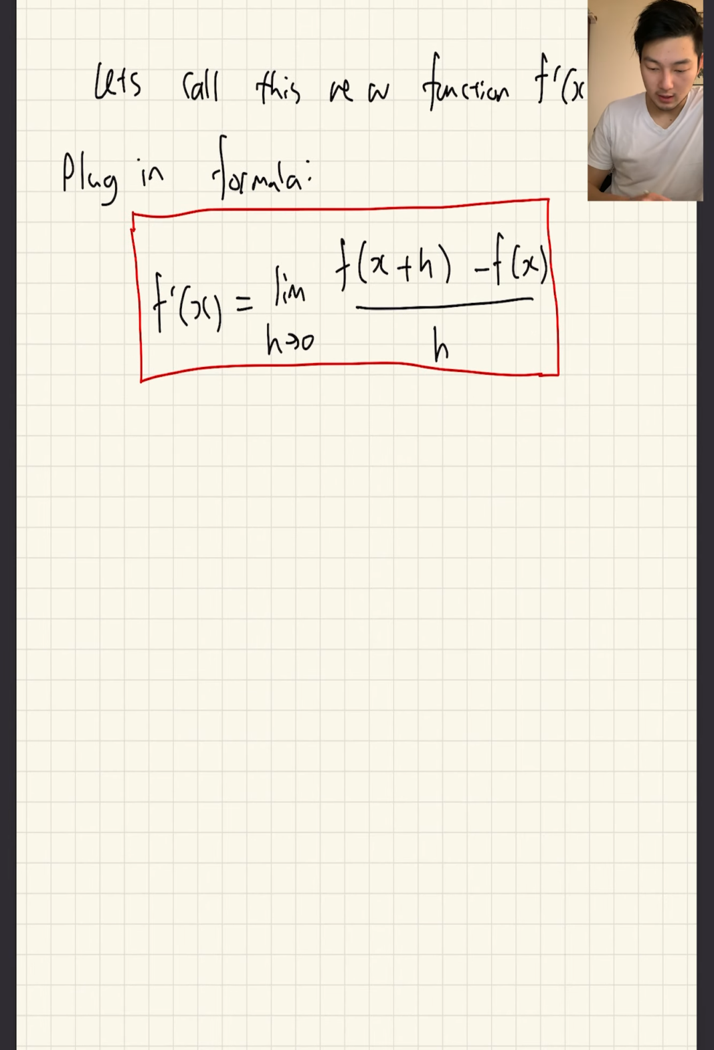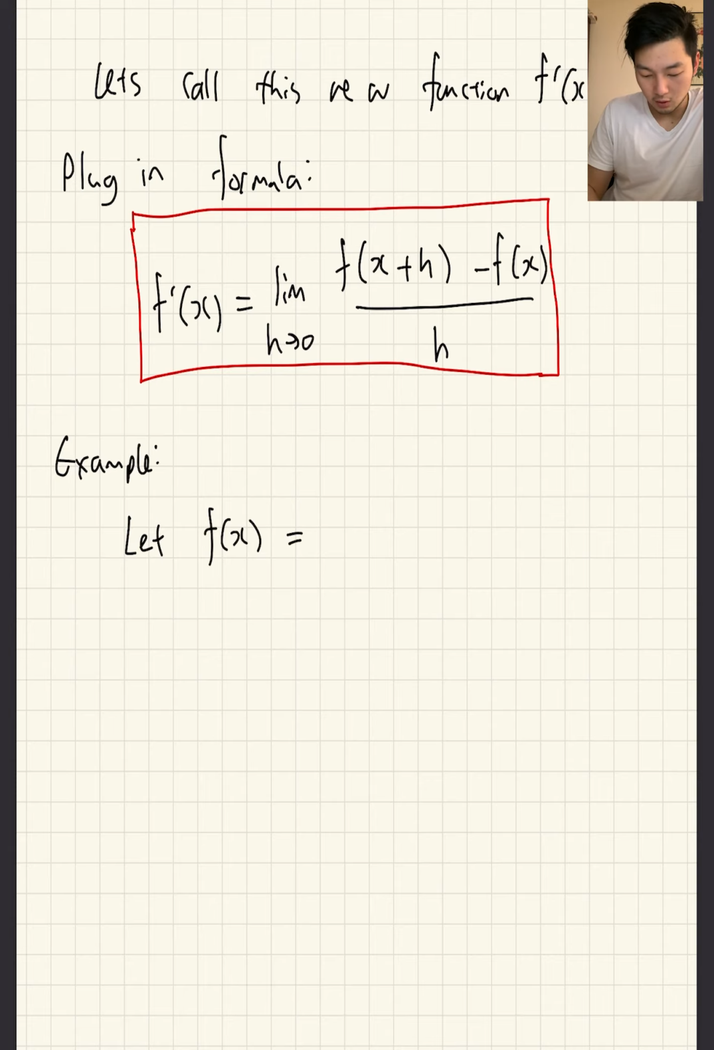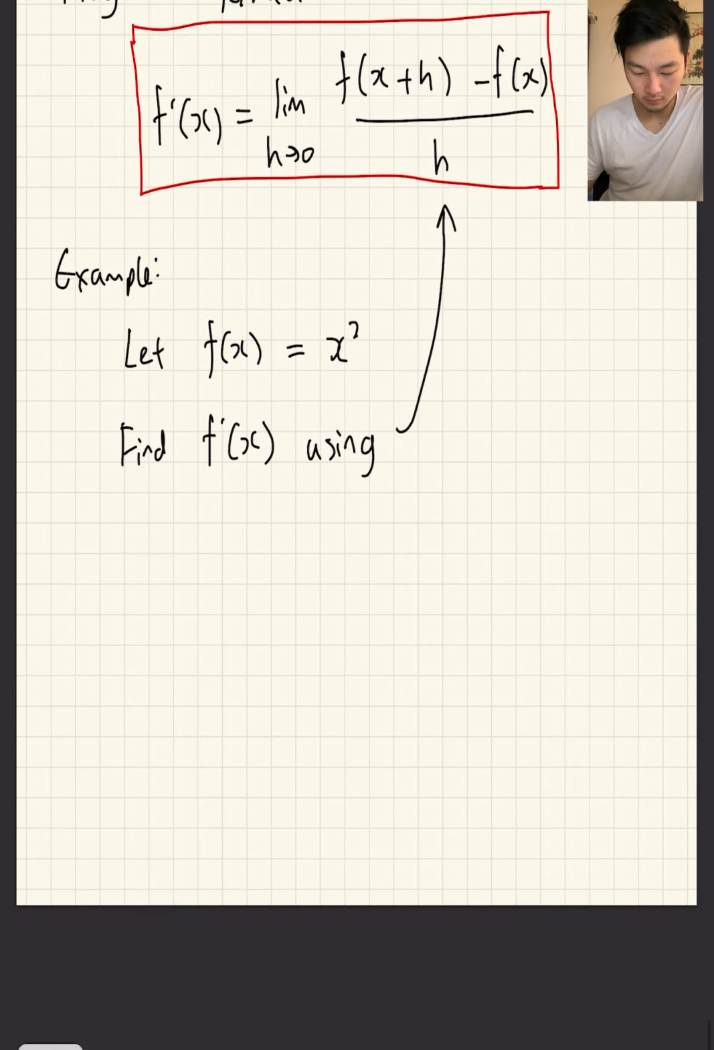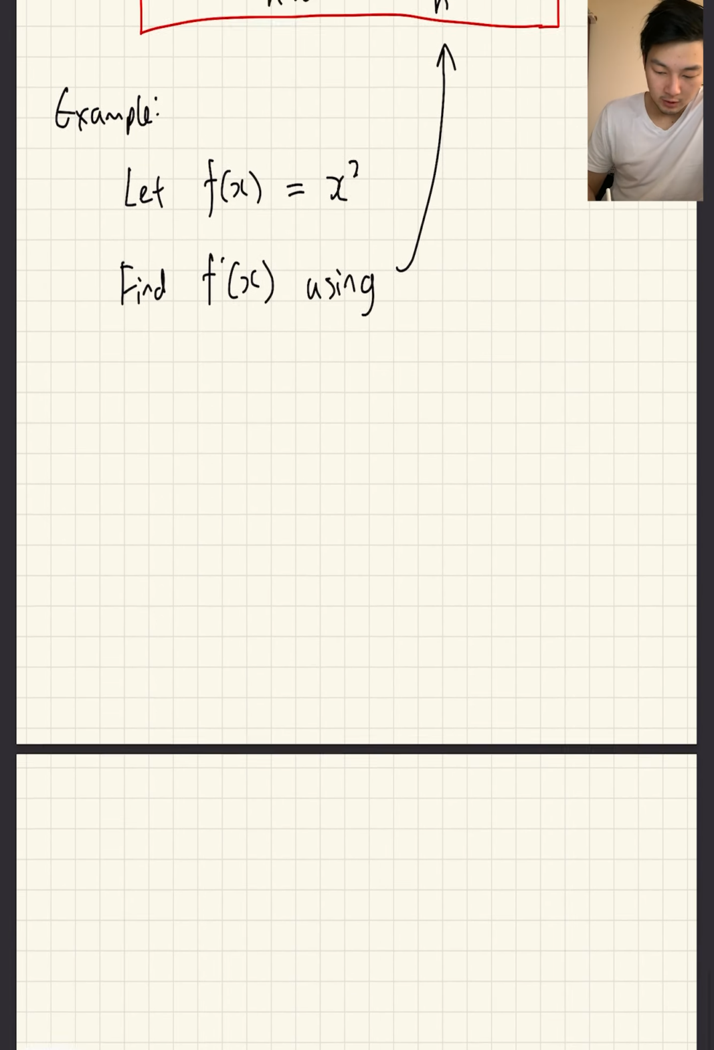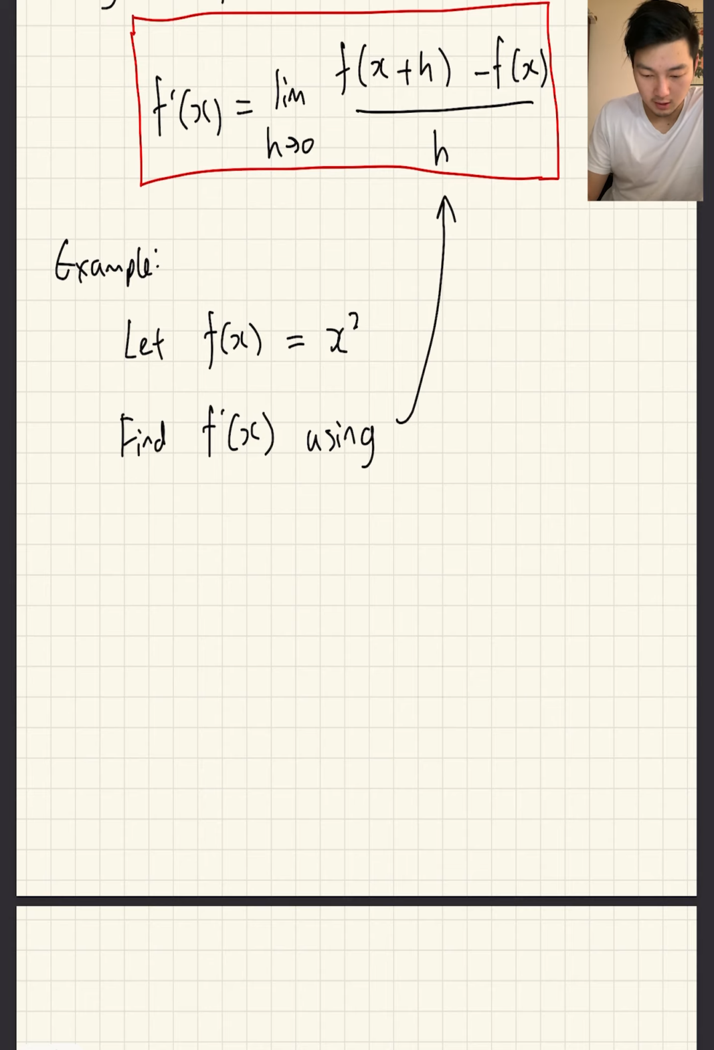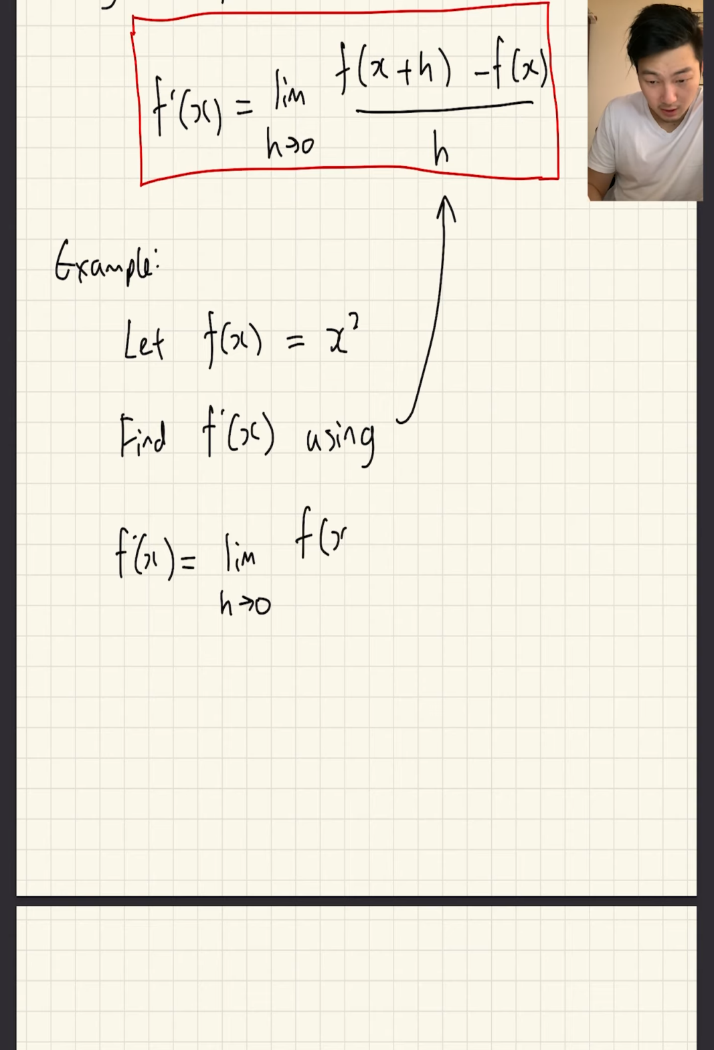So let's do a quick example, just to refresh your memory on how to do these. Let f of x equal x squared. Find f dash of x using that. So how do we do it? Let's just simply find everything that we have to and plug it in. So f dash of x is equal to the limit as h approaches 0 of f of x plus h minus f of x on h.